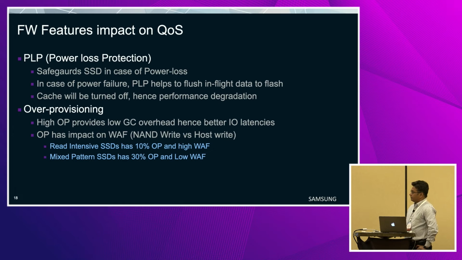So in case of power failure, PLP helps to flush transit data actually. Normally when there is a power failure, PLP will flush the data to the NAND. But the problem is it will turn off your cache. When the cache is turned off, there is definitely performance degradation. Whatever the outstanding IOs, they will go directly to the NAND. So if there is a reliable write to the NAND, your performance and QoS will be compromised. So PLP has this side effect.